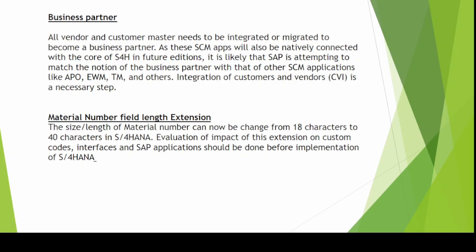S4HANA increases the length of the material number in the material master, so that the material number can be changed or can be organized in a better way. It increases the length of a material number from 18 characters to 40 characters.